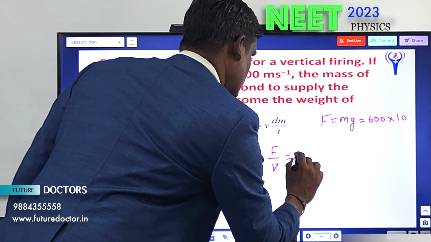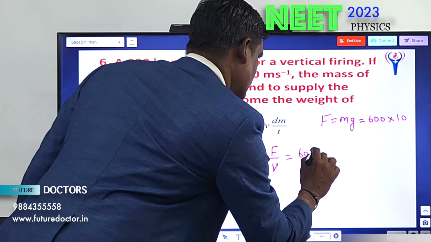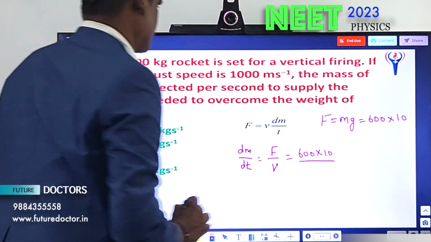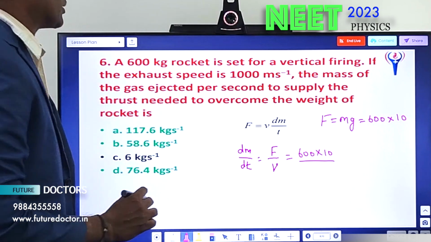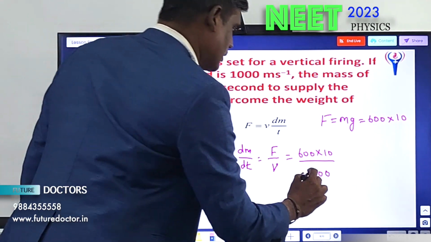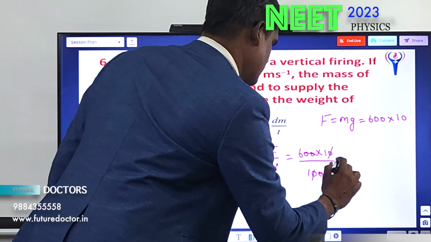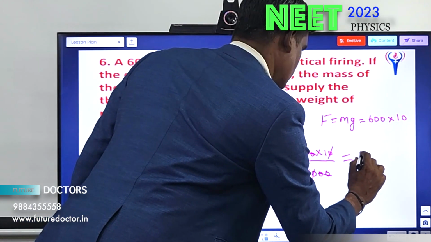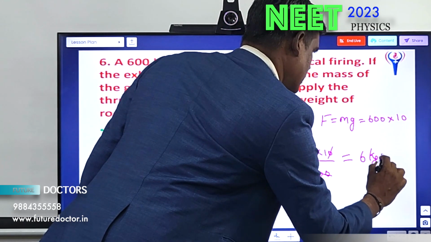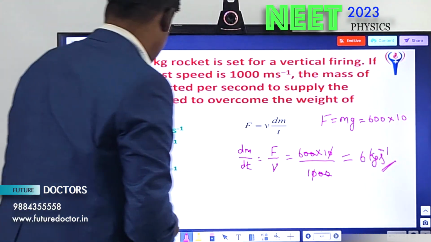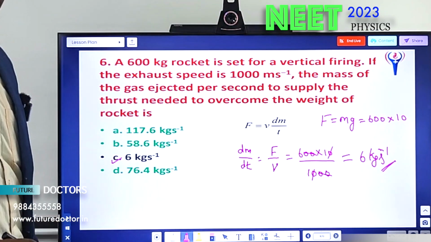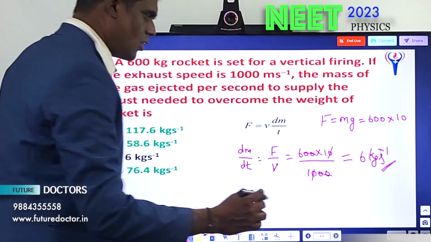Then see, that is F equal to 600 into 10 divided by velocity V. How much? 1000. 1000 is given. Then this 0 getting cancelled. This 0 getting cancelled. Then this is equal to 6 kilogram per second. That is option C. Option C is the correct answer. Let's move to last question.